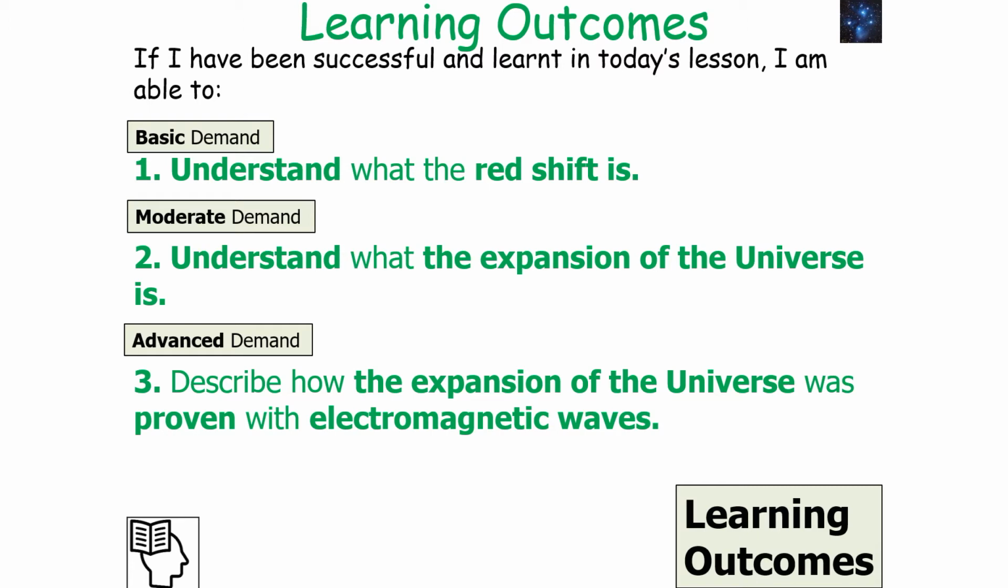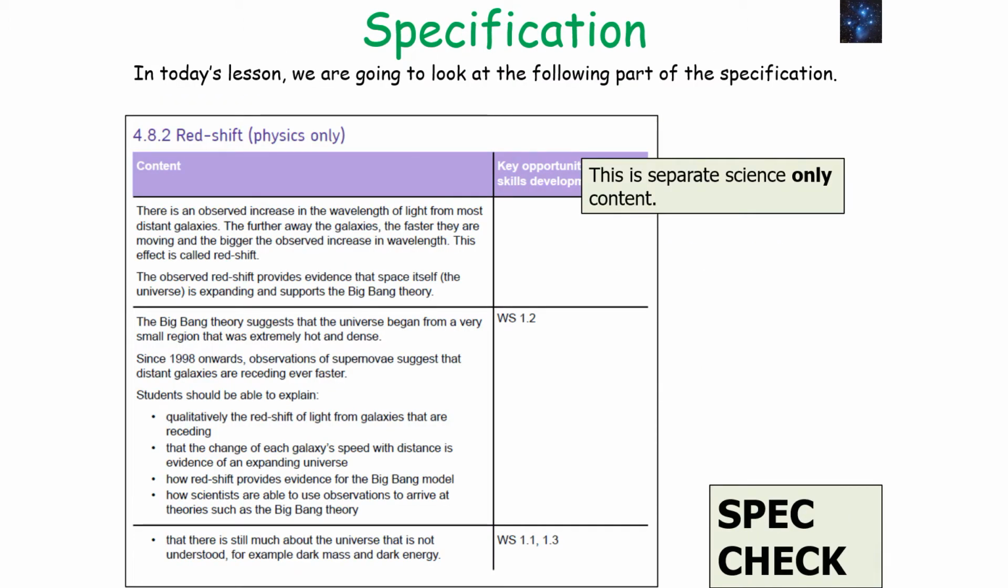with electromagnetic waves. So in today's lesson we're going to look at the following part of the GCSE Separate Science only part of the specification in physics, which is 4.8.2 redshift.